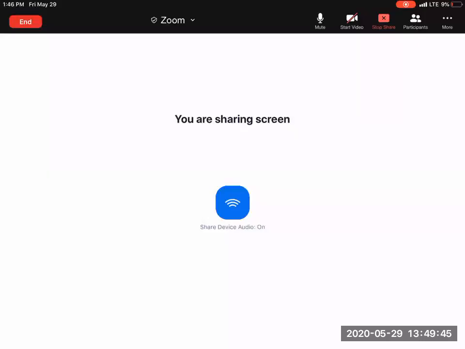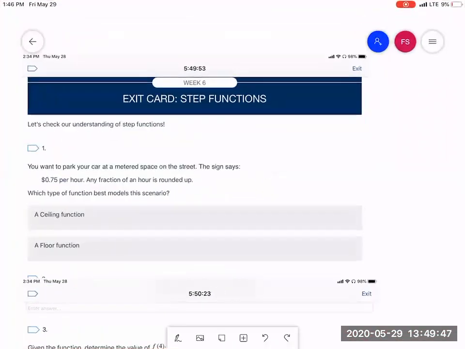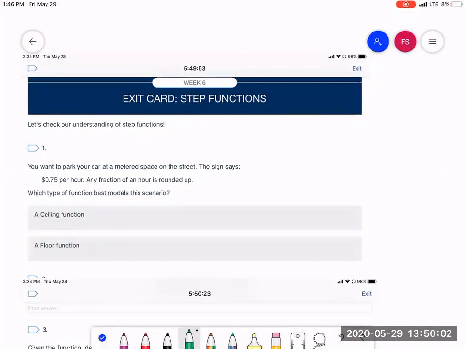In this video, we're going to go over the odd number problems on the step function exit card. A lot of you expressed difficulty with this exit card, so I feel if we go over the odd number problems, you should be able to do the even number ones pretty easily and then be successful on this assignment.